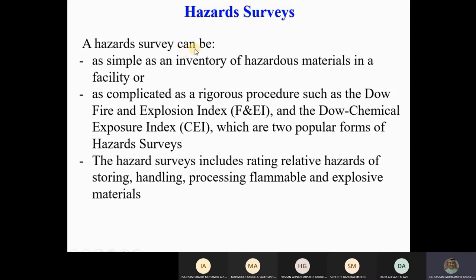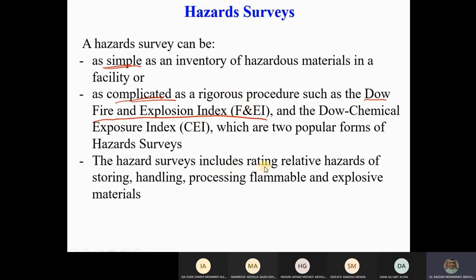So a survey is a survey, okay? So it's like you're filling in, you're asking, and you're seeing what will happen, and you go around and see what's going to happen. So here, a hazard survey can be as simple as an inventory of hazardous materials in a facility. But talking about something more systematic, it could be more complicated. And one of those is the DOE Fire and Explosion Index, okay? So we will go through that index and see how it looks.